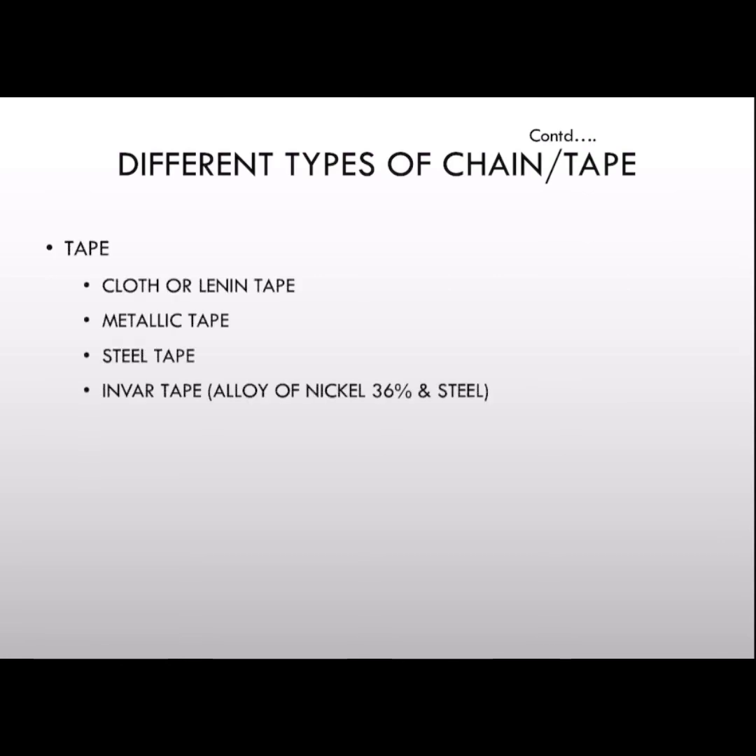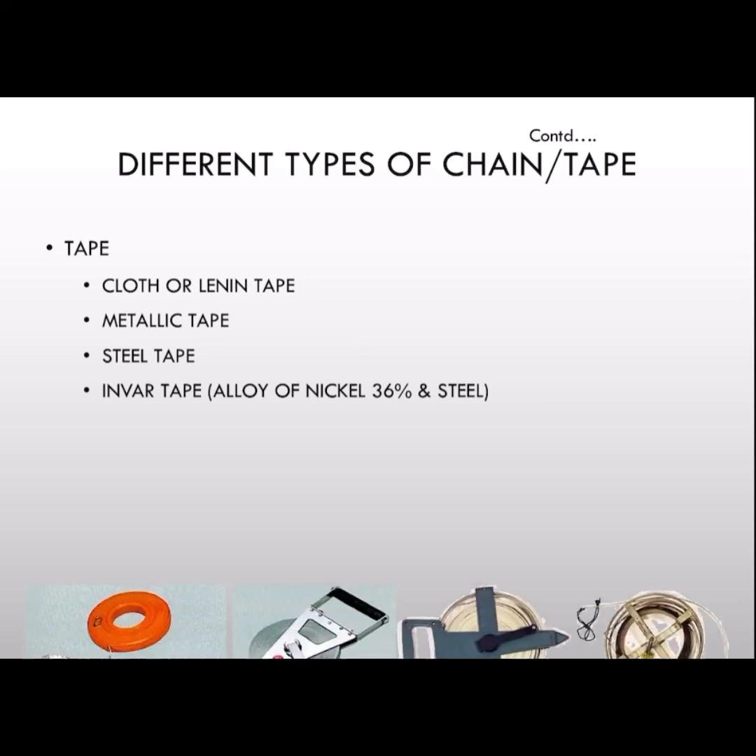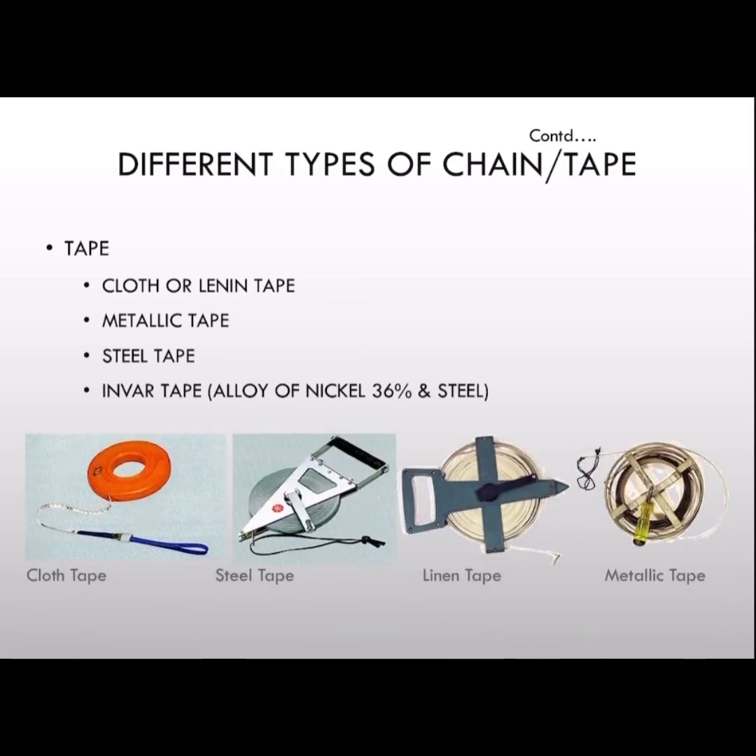Different types of chain and tape. Tapes: cloth or linen tape, metallic tape, steel tape, and invar tape, which contains an alloy of nickel 36% and steel. And this is the image of it. The first is cloth tape and steel tape, and then linen tape.